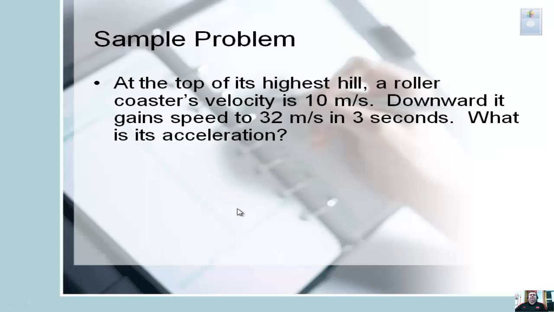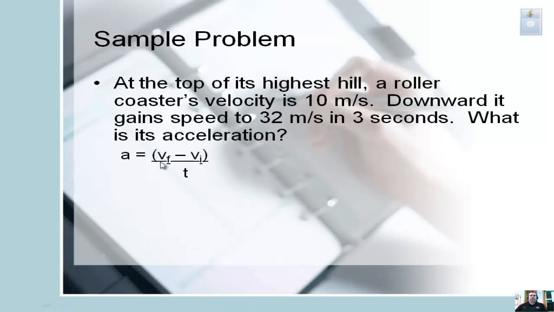At the top of its highest hill, a roller coaster's velocity is 10 meters per second. That is going to be the initial velocity that we're talking about. Downward it gains speed until all of a sudden we're moving at 32 meters per second. That's what we end at. That's the final velocity right there. And it does this all in 3 seconds. The question asks, what is this roller coaster's acceleration?